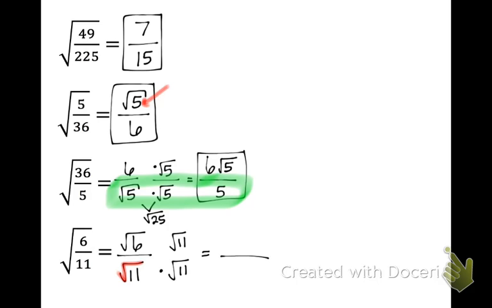So on our next example here, square root of 11 times square root of 11 is just 11. And then on the top, since they're both in square roots, I can go ahead and multiply 6 and 11 together. So I get the square root of 66. And there is my final answer.